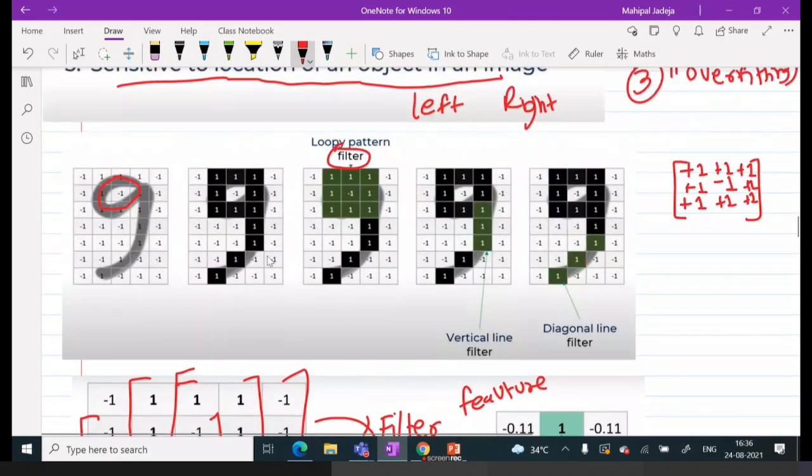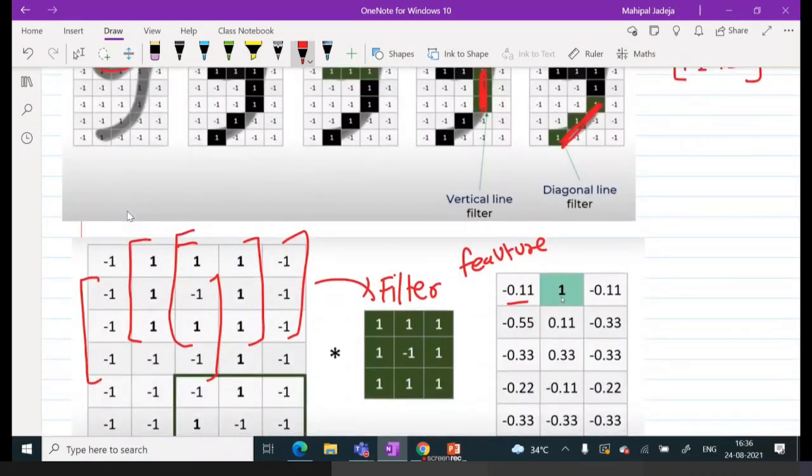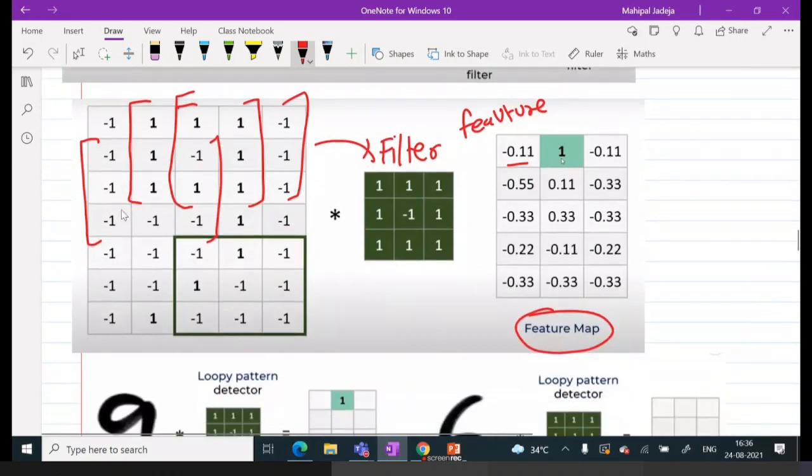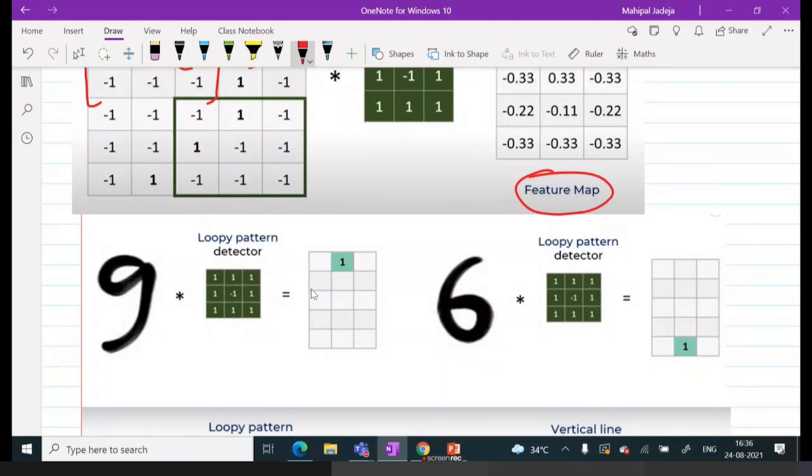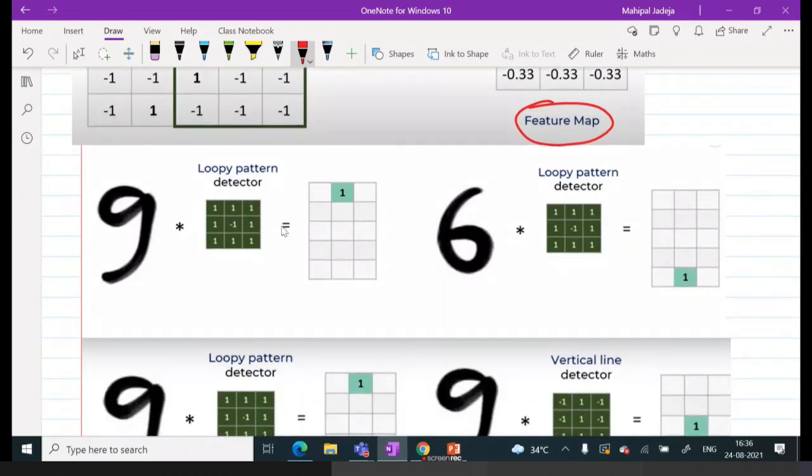Now, with respect to 9, this loopy pattern is identified. After the loopy pattern, we want a vertical line. You can see 3 ones are appearing in a straight line. So that is my second filter, and my third filter is the diagonal line. You can check these 3 ones are appearing in the diagonal. So basically, I will repeat the same process with respect to these 2 filters also. Now you can check. This is with respect to 9, and the same circular pattern is also identified with respect to 6, because in 6 also we are getting the same.